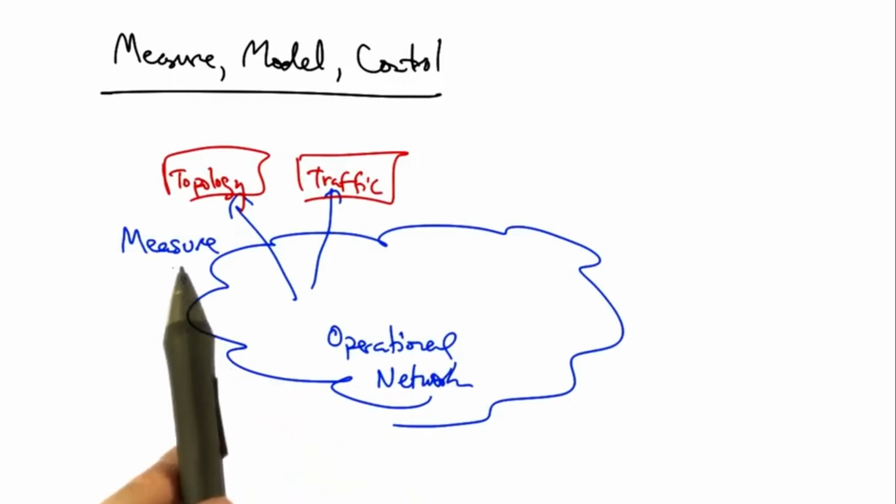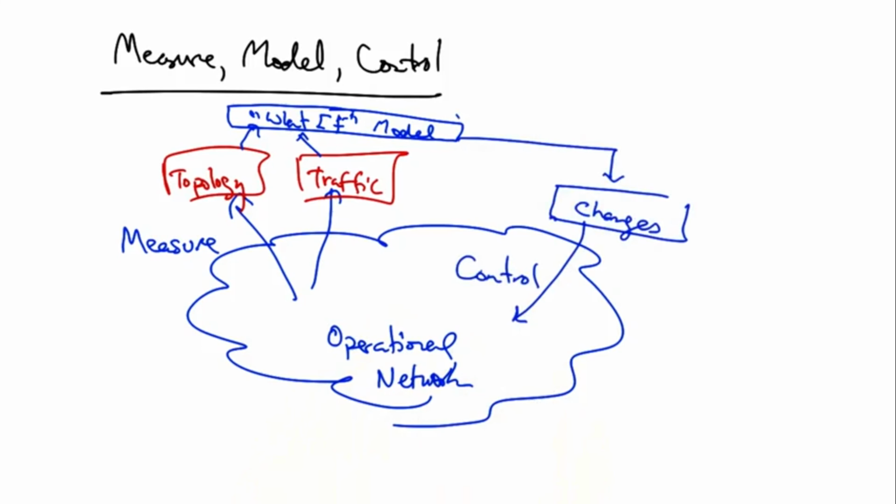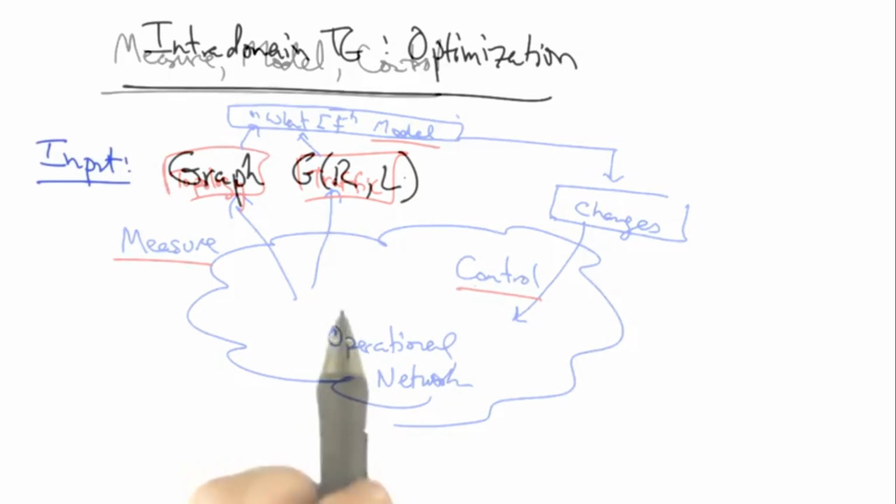An operator might measure the topology and traffic, feed the topology and traffic to a what-if model that predicts what will happen under various types of configuration changes, decide which changes to effect on the network, and then ultimately control the network behavior by readjusting link weights. So in summary, we have measurement, modeling, and control. Each of these three components requires a significant amount of heavy lifting to make both practical and accurate in practice.